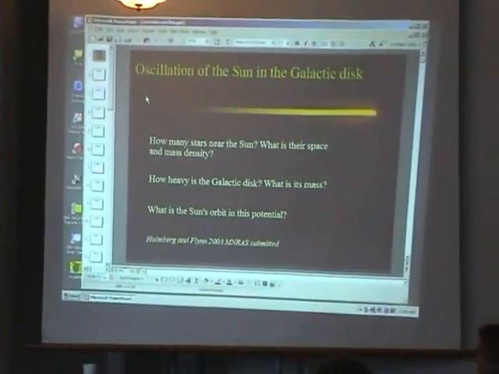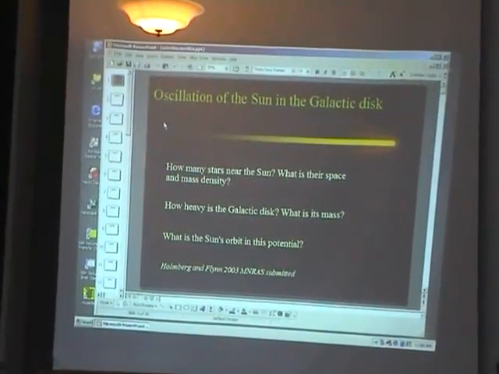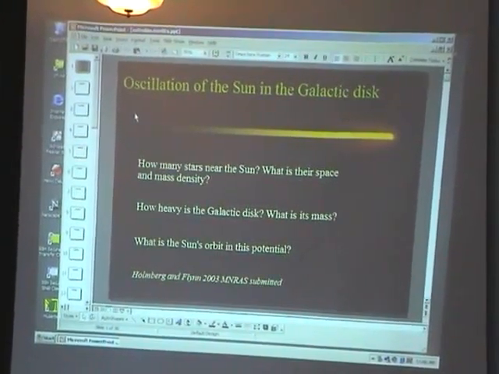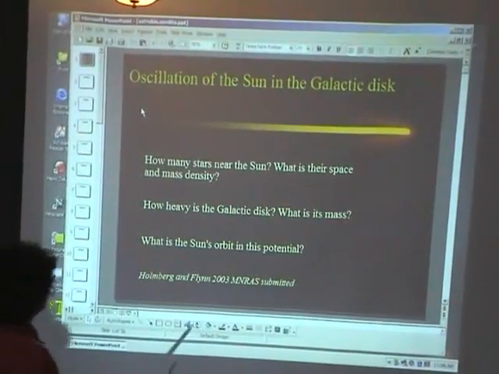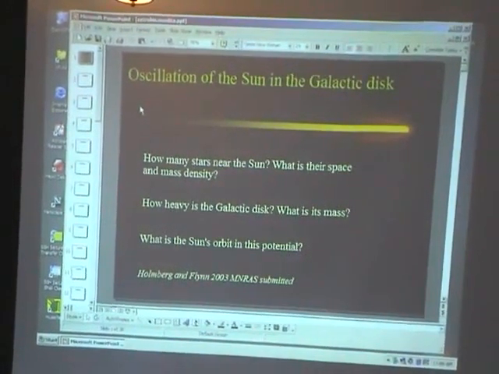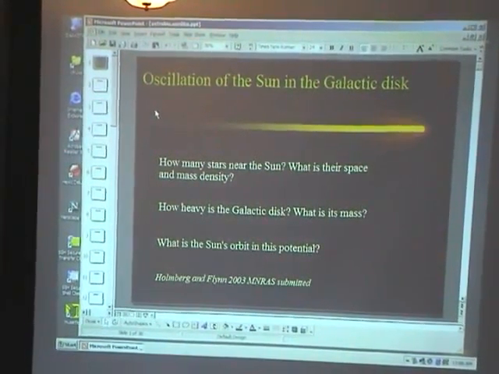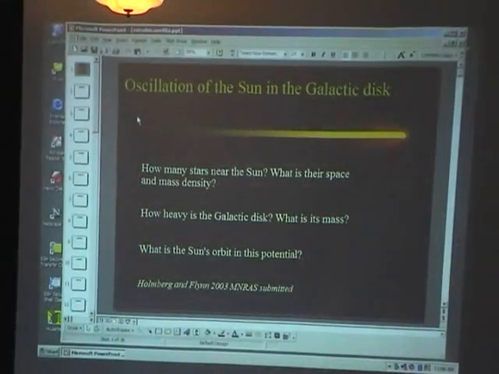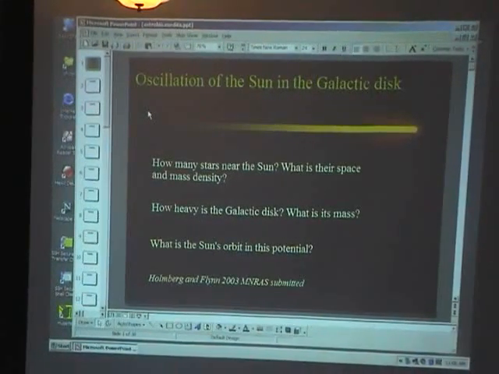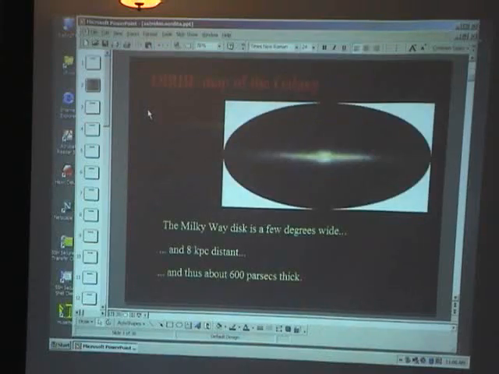So I'll now go to the astrophysics of the problem, and what we want to do is measure how much matter is in the disk of the galaxy, and specifically what's the mass density, how many stars are near the Sun, and how much matter it all adds up to. And once you've figured that out, it's a simple matter to calculate how rapidly the Sun is moving in that mass potential.